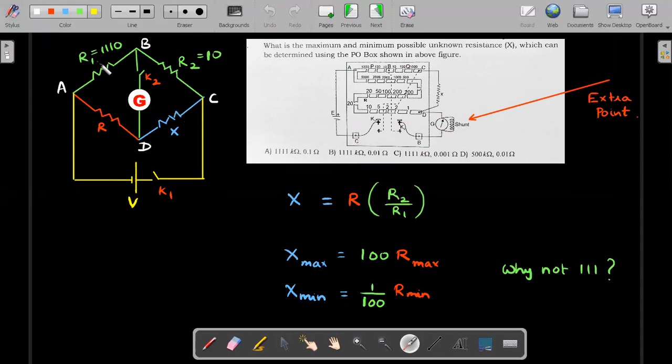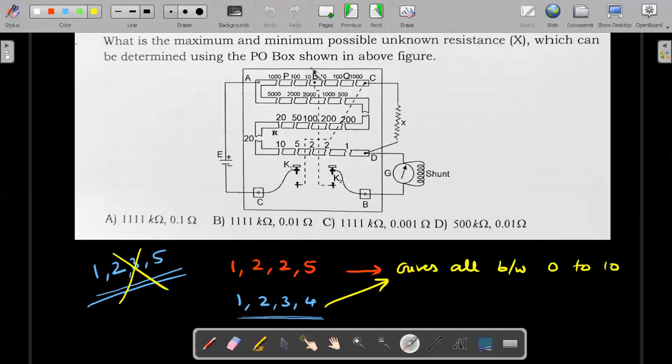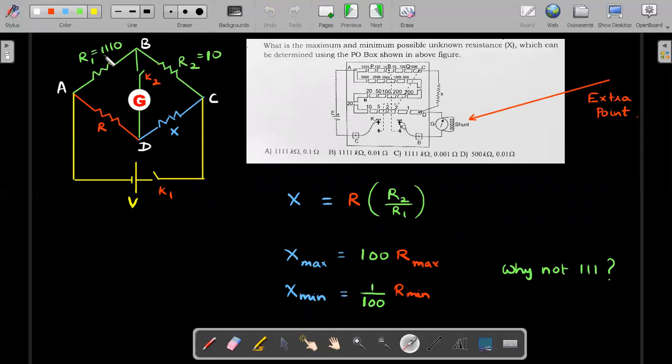So the question here is about the value of R1. In one of the cases you can use 1110 for R1, using all of this, and for R2 you can use only 10. So the ratio you can go up to is actually 111. But generally they don't encourage ratios of that sort. Encouragement is usually for multiples of 10.